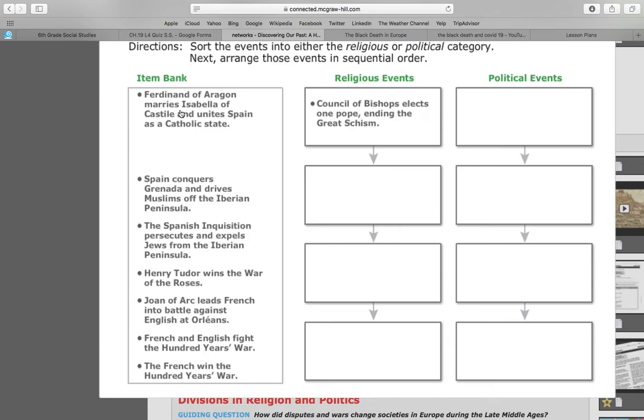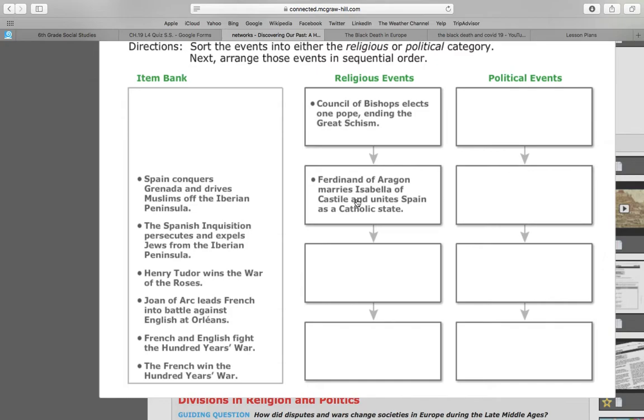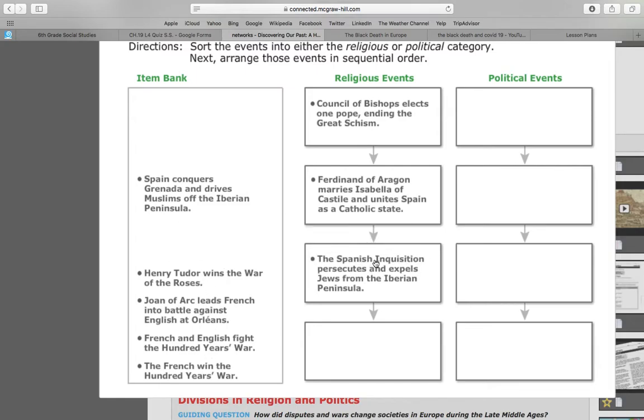All right, then what happens after that in religious events? Ferdinand of Aragon marries Isabella of Castile and unites Spain as a Catholic state. After these two, Ferdinand and Isabella, marry and they unite Spain as a Catholic state, the Spanish Inquisition persecutes Jews from the Iberian Peninsula. So remember, they tell the Jews either they have to convert to Christianity or they must leave, and most of them leave.